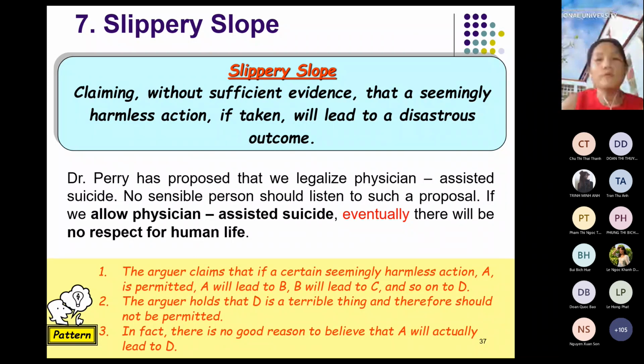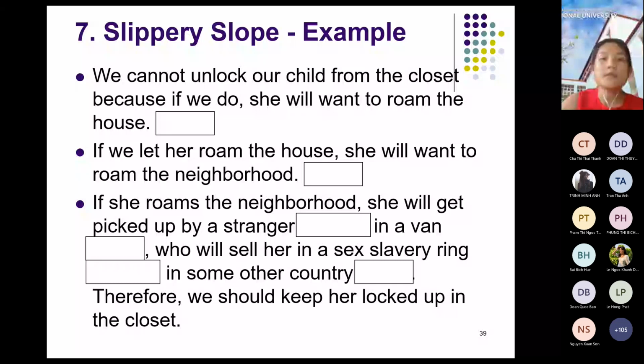Okay? Or if you look at this example, at first when you read it, it sounds like one seemingly harmless action will lead to a disastrous outcome. So, if we unlock our child from the closet, then she will want to roam the house. If we let her roam the house, she will want to roam the neighborhood. Wow, it becomes serious now. And if she roams the neighborhood, then she will get picked up by a stranger in a van who will sell her in a sex slavery ring in some other country.